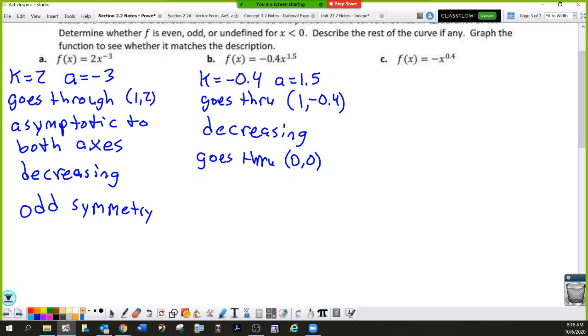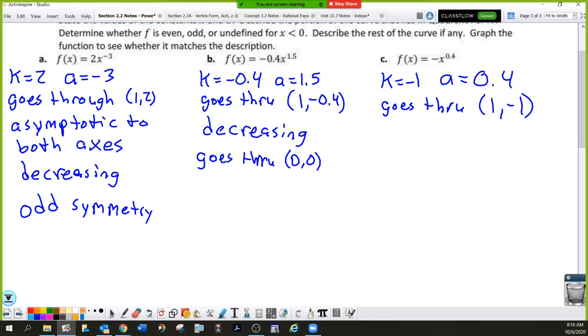And then the last one. There's no number on the front of x, but there is. What number's in front of x? Negative 1. So our constant of variation is negative 1 this time. And our power is 0.4. Oh, look at that. Well, all power functions go through 1 comma k. So 1 comma negative 1. Awesome.